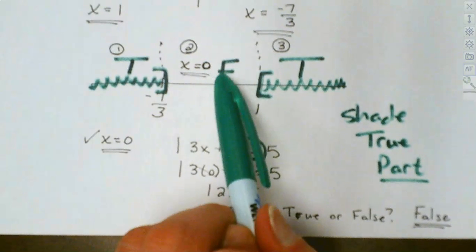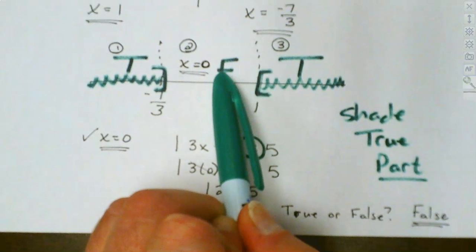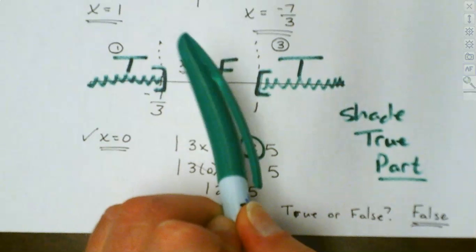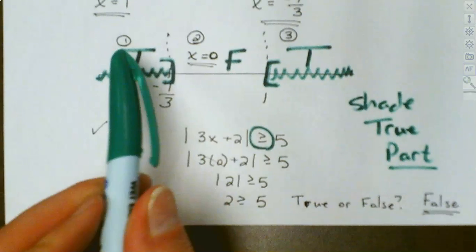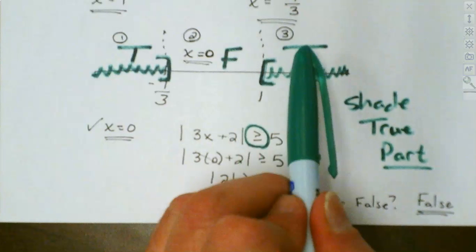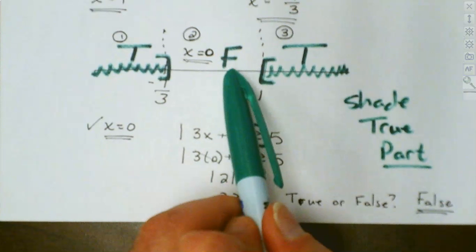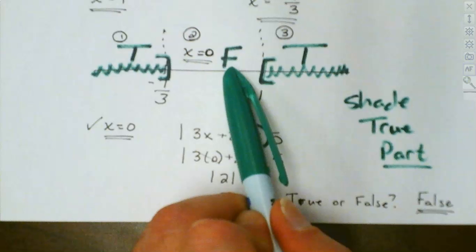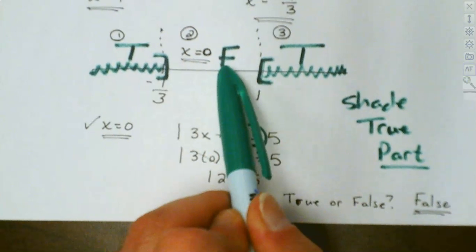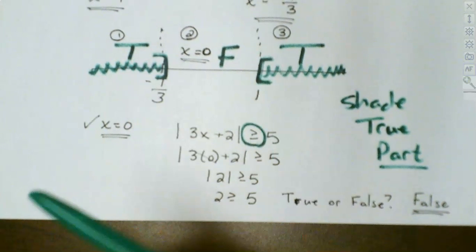Now, if that would have been true here, then what would it be? They switch back and forth. If this would have been true, then this would be false, true, false. In the middle, though, it's false. So they have to be opposites, so the middle is false, so the ends must be true.